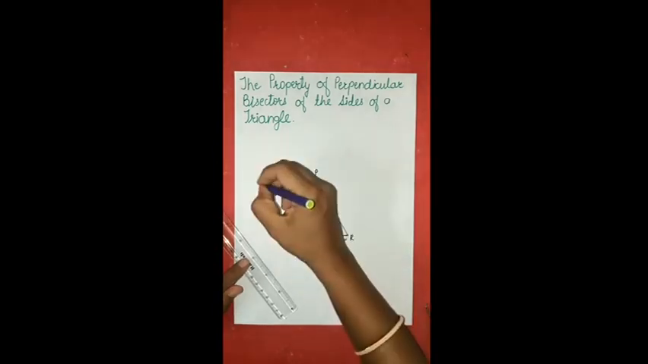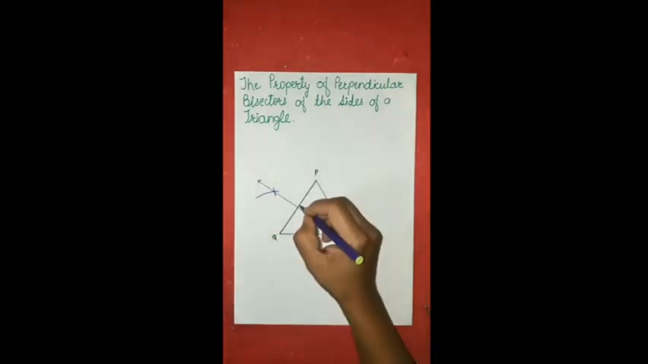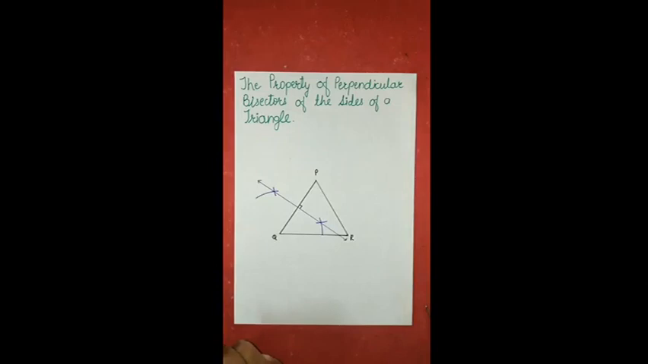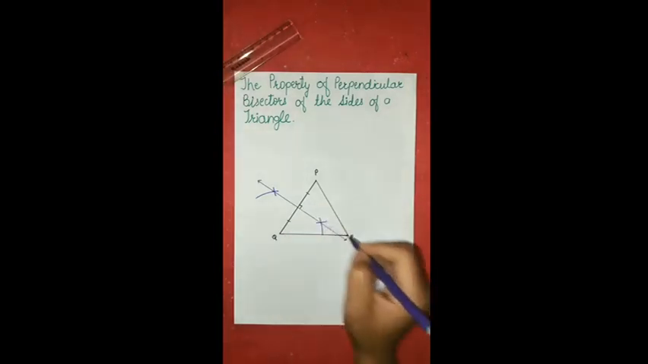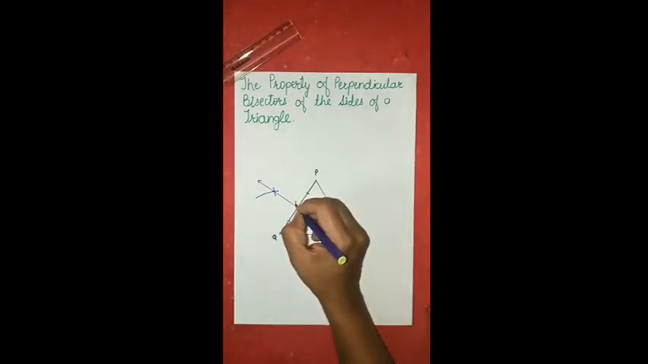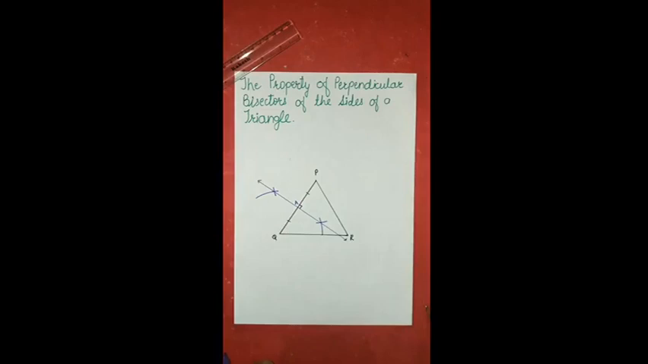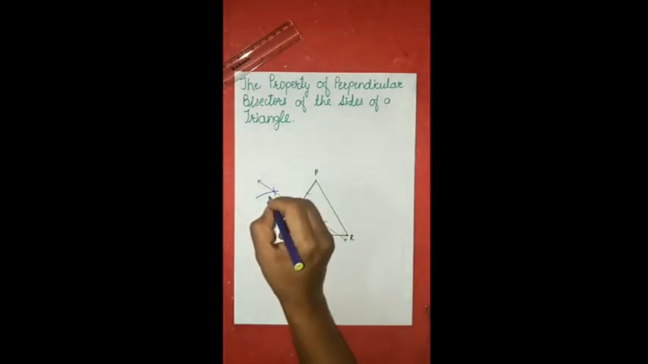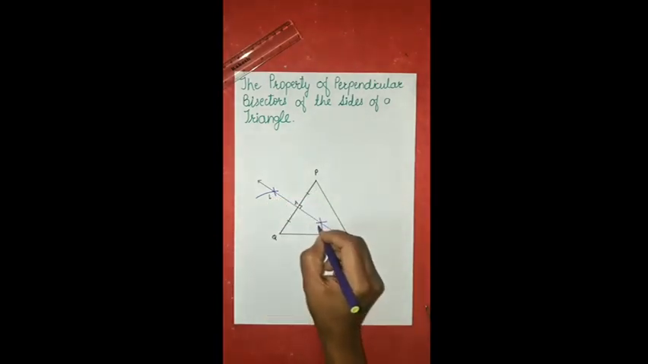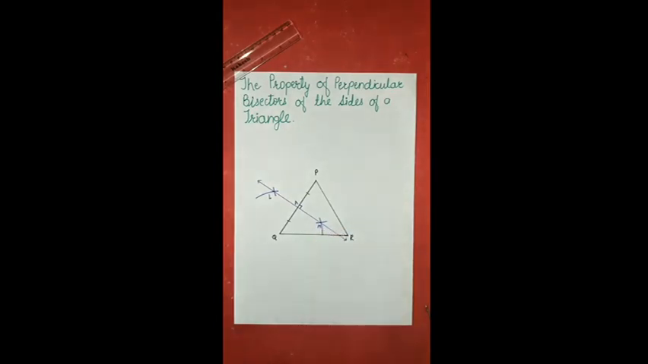Give the arrows. As this is a perpendicular bisector, put the symbol of perpendicular, also the symbol of congruency. Give any name here, A, to this intersecting point, and these 2 points LM. Now we will draw the perpendicular bisector of segment QR.